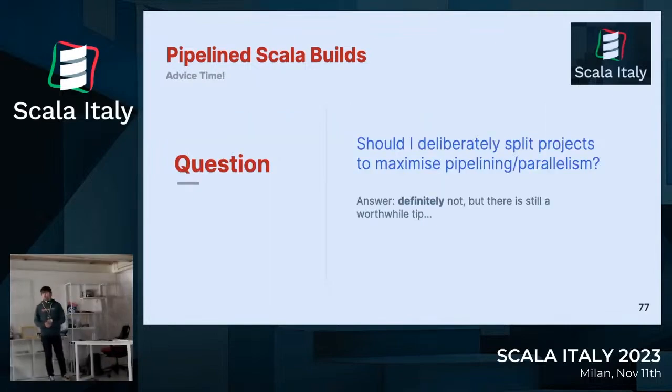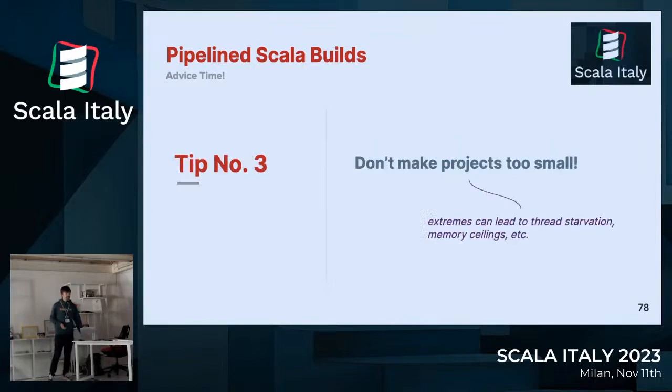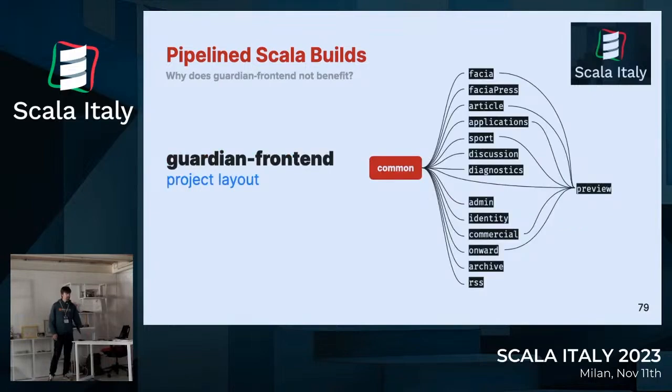Yeah, so again, the question is, am I going to super maximize my build to optimize for this pipelining? And no, you should not, because if you have way too many small projects, it's the same as what I said earlier about the multi-modules. For example, you have the Guardian front end.